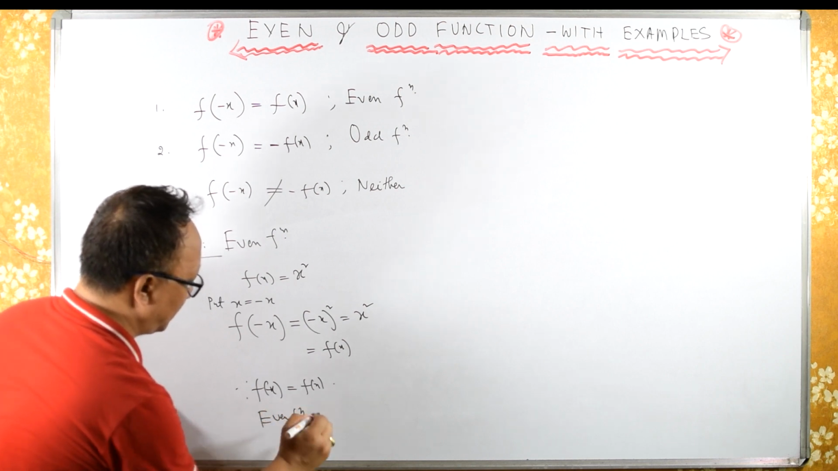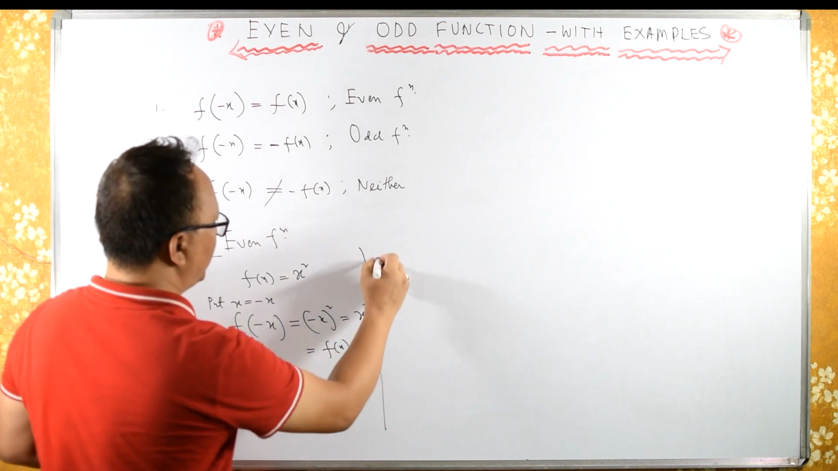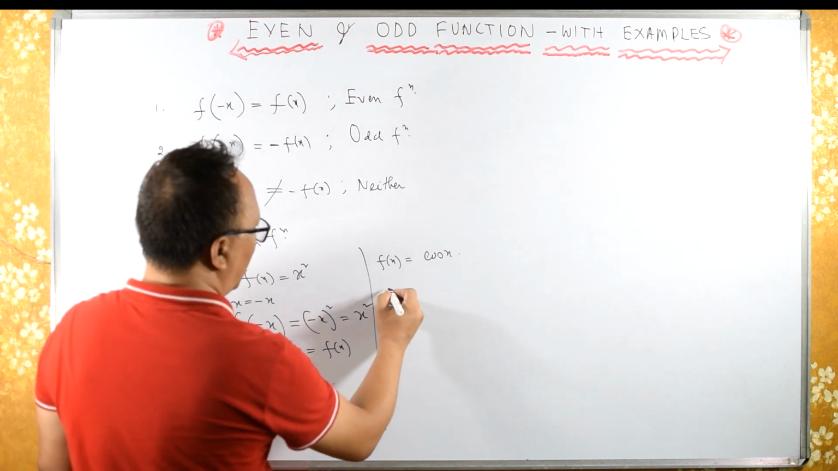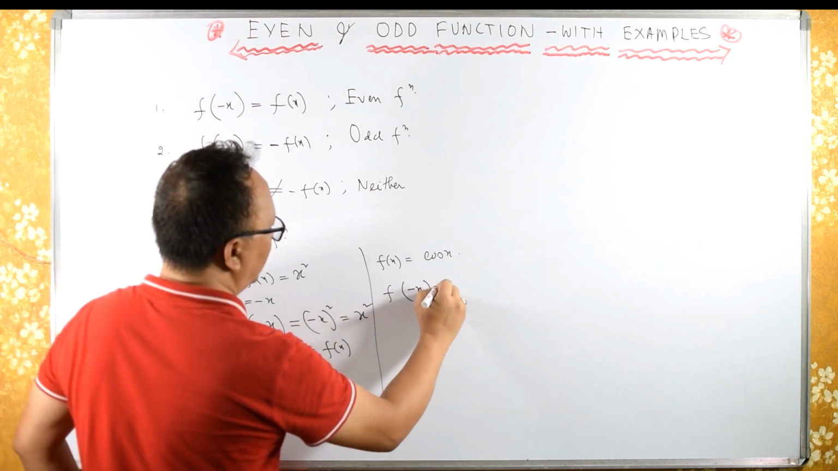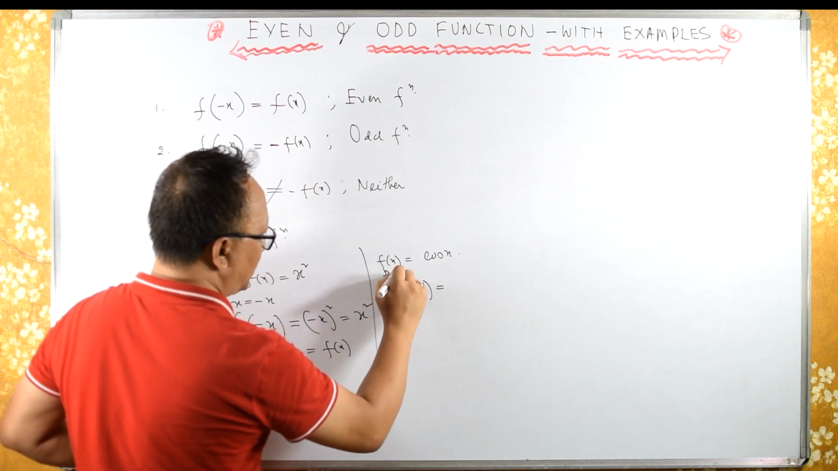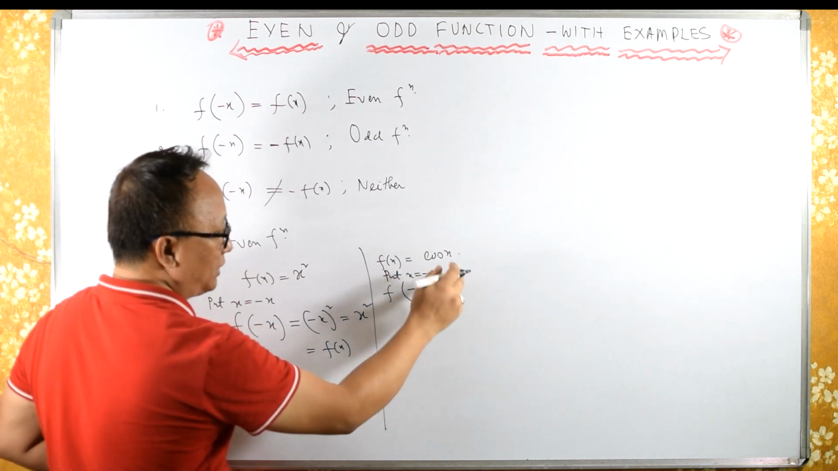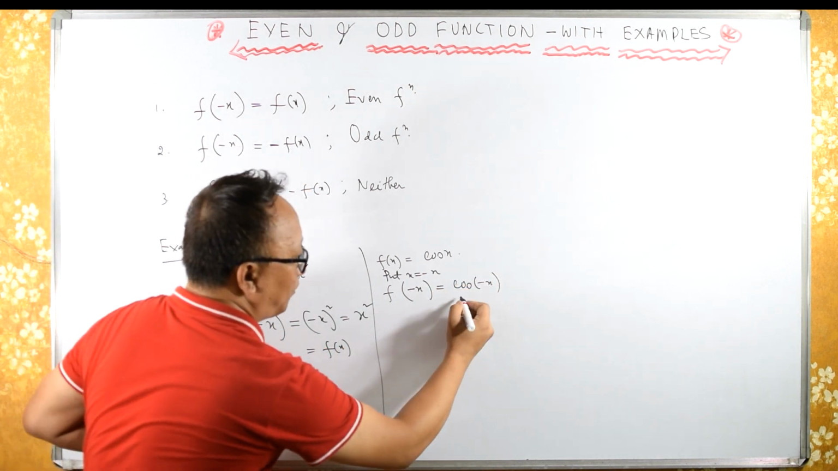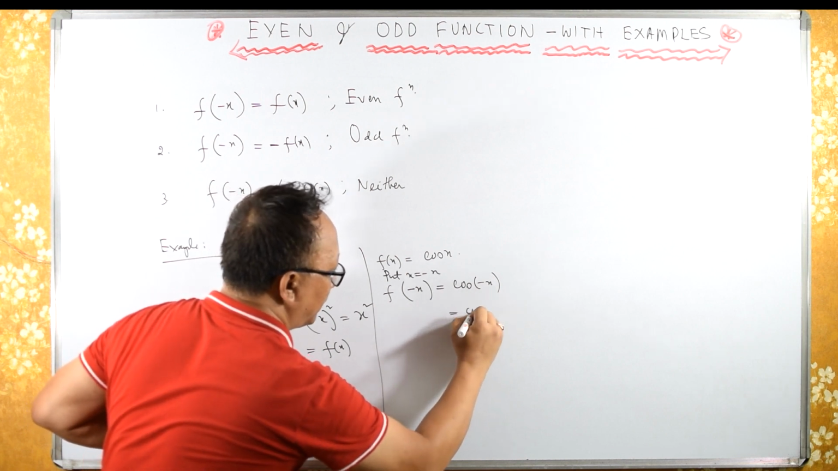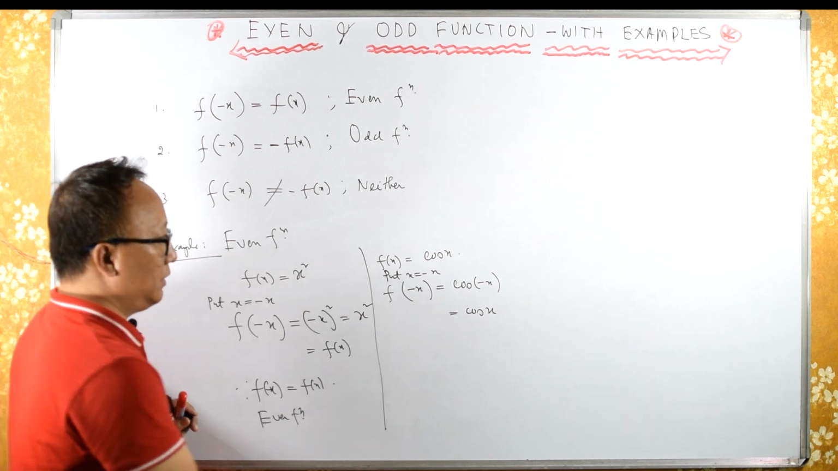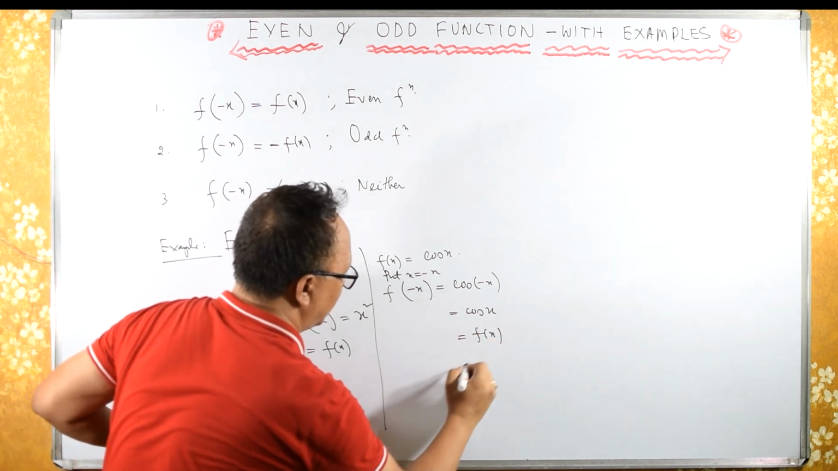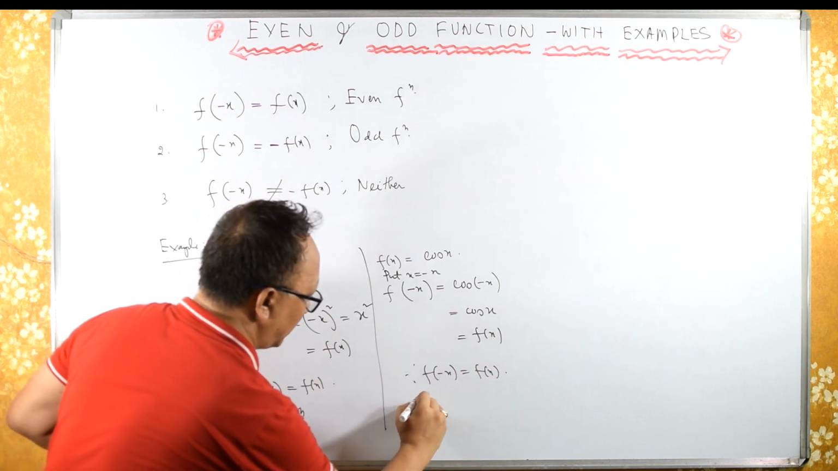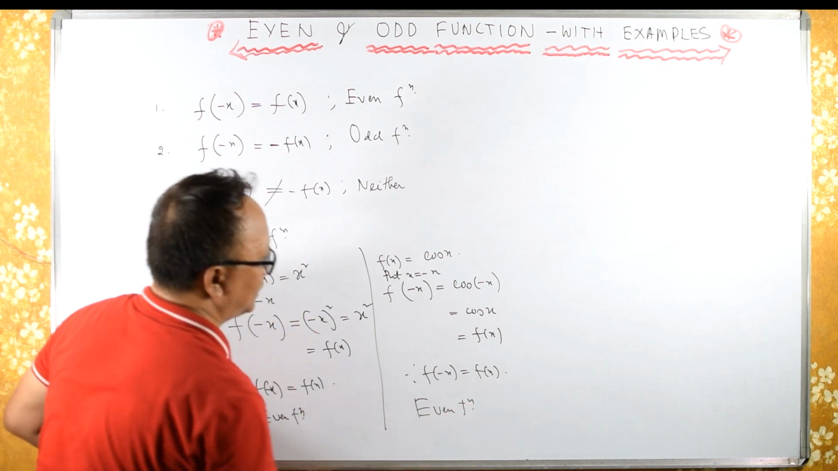Even function. Okay. You can take another example, say f of x equals cos x. Let's substitute x equals minus x in this equation. What do I have? Cos of minus x. Cos of minus x is cos of x by formula. This is the same as f of x. Therefore f of minus x becomes f of x. Therefore this is also an even function.